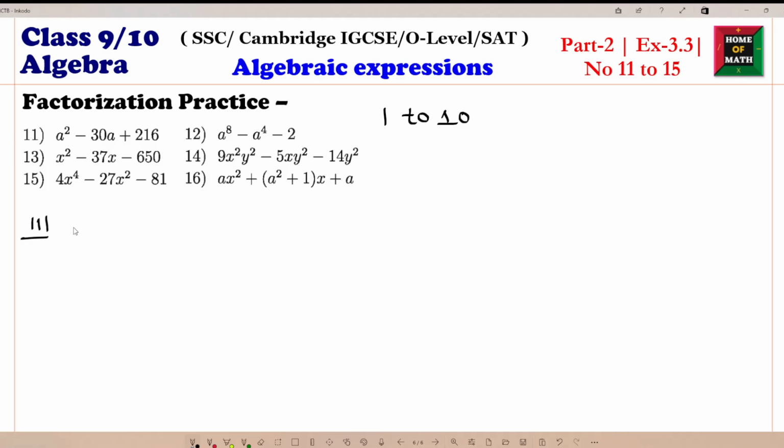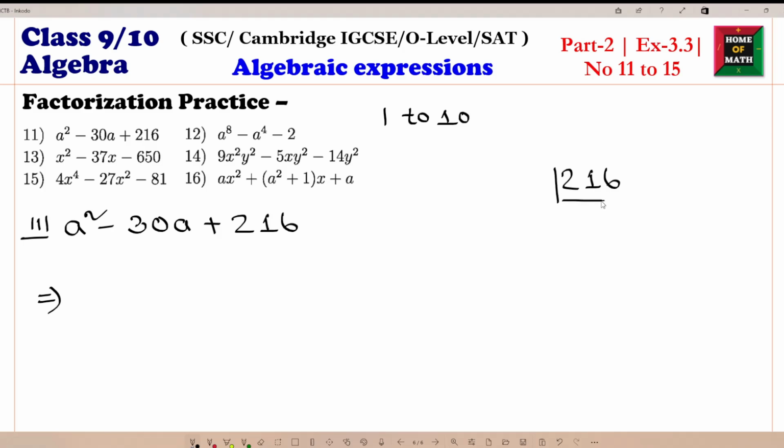Anyway, number 11: a square minus 30a plus 216. So we will use the middle term method. First, we will split 216 into two numbers. By multiplication we will get 216 and by addition we will get 30. So first we will prime factorize this.